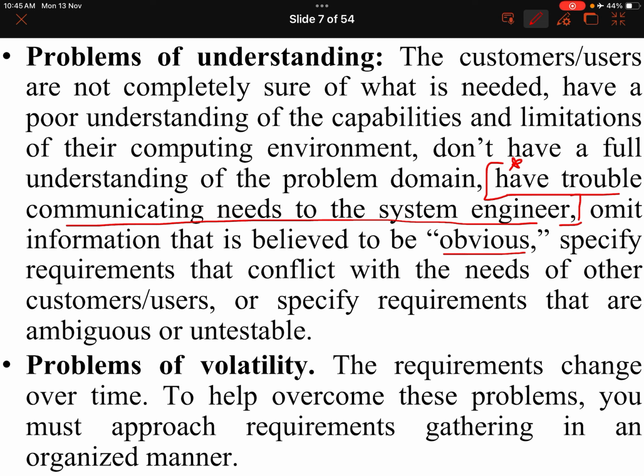To help overcome these problems, you must approach requirements gathering in an organized manner. So requirements must be gathered in an organized manner.